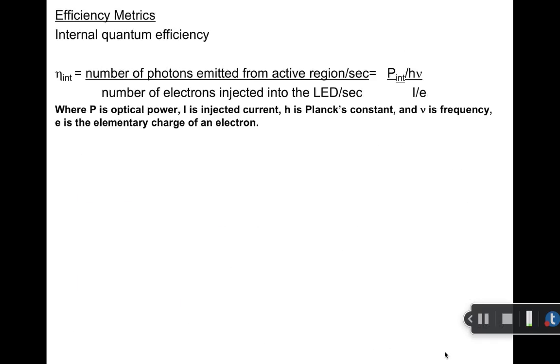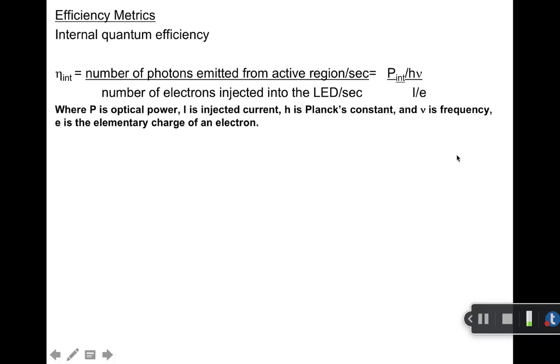It's basically the number of photons that are emitted from the active region per second, so it's a rate, divided by the number of electrons injected into the LED per second. And so basically, given the rate of electrons being injected in, what's the rate of the photons coming out? If I have 100% efficiency, for every electron that I inject, I get a photon out.